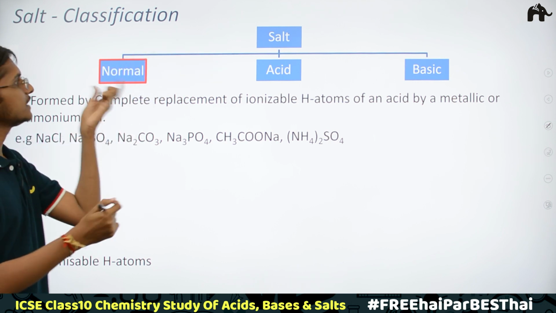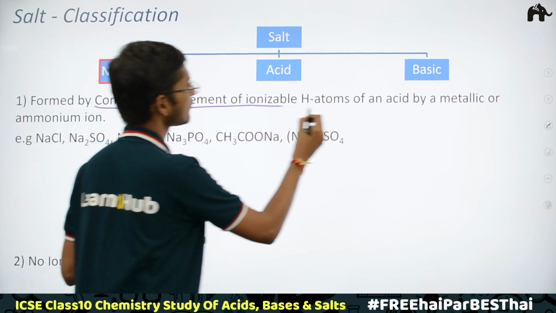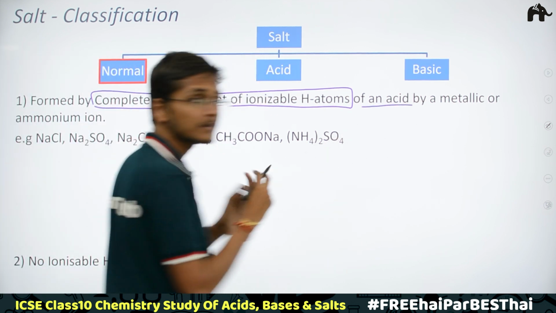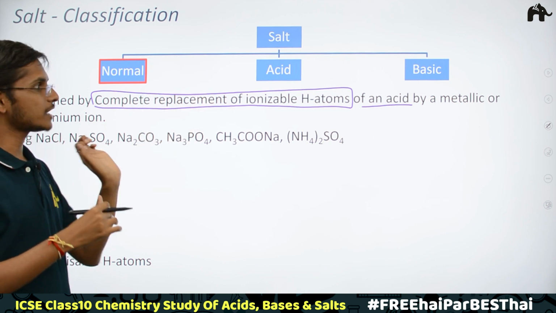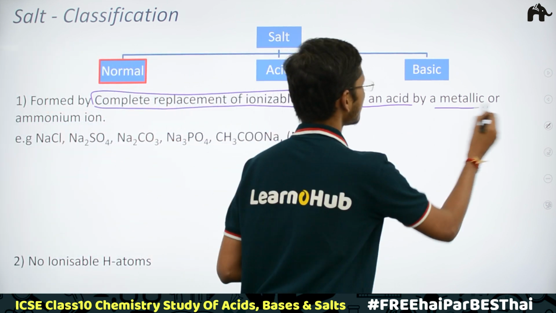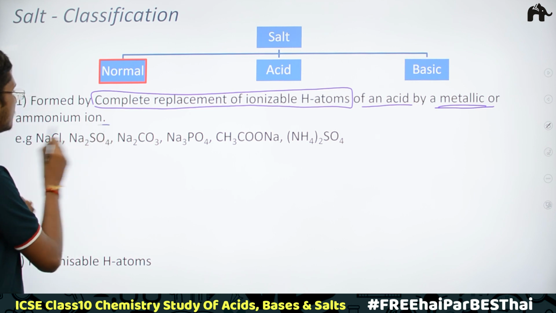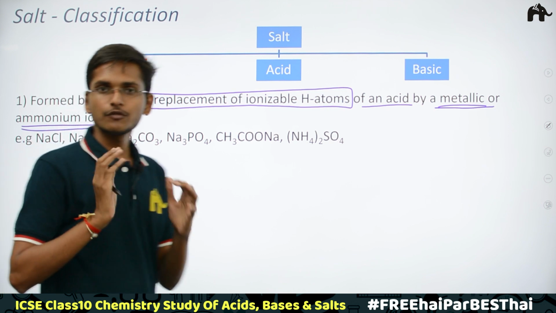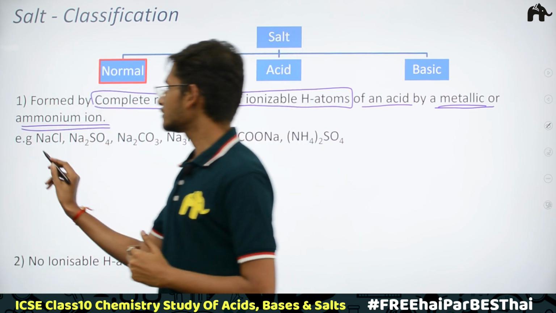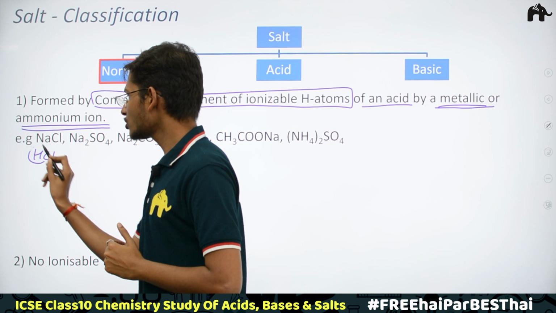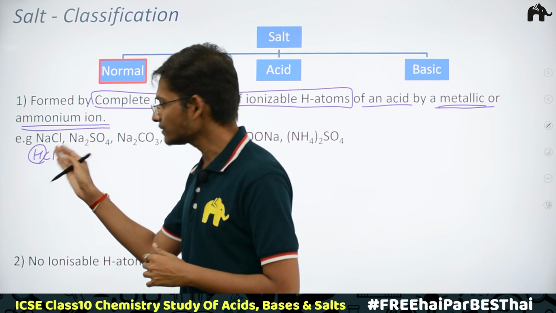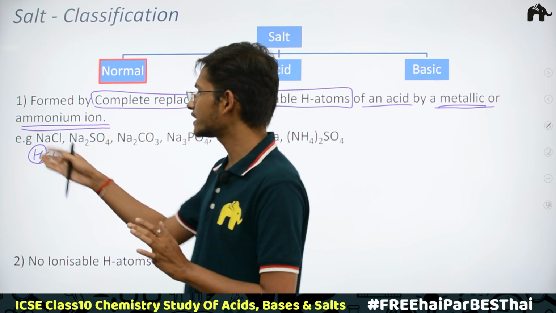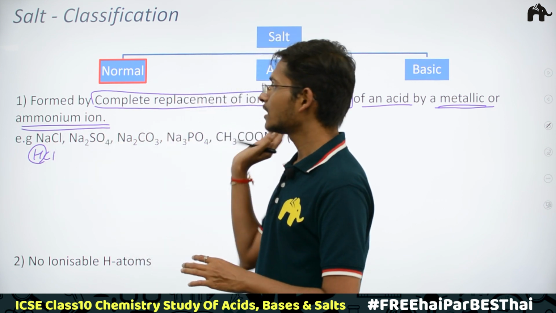This salt is formed by complete replacement of ionizable hydrogen atoms of an acid. Now by whom? By metallic ion or ammonium ion. Very simple definition. We have gone through this already. Now, here examples we would see and then it would be clear to us. NaCl. So see, complete replacement of the ionizable hydrogen atom of HCl. It is only having one ionizable hydrogen atom and it is getting replaced by Na plus, the metallic ion.